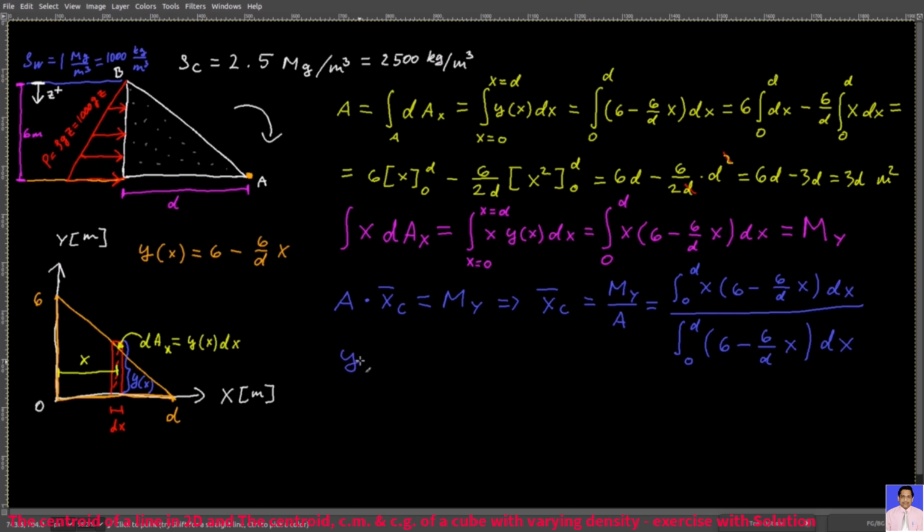To find y bar c, the centroid of the cross-section in the y dimension, you do it in a similar way, but I will let you do it by yourself. So you have two tasks. Task number 1, find x bar c and y bar c, and secondly, what is the minimum d that still keeps this dam from tipping over about point A.